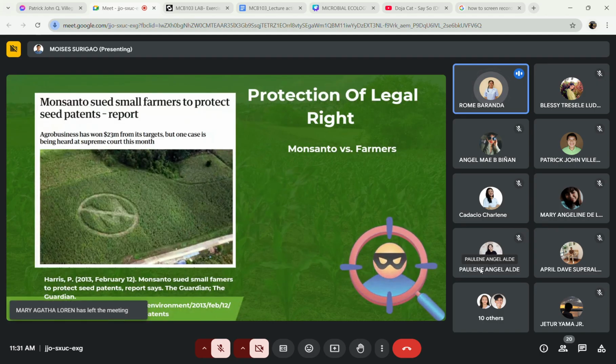Another is the protection of legal rights. DNA fingerprinting is used to legally protect new varieties of plants and animals. For example, Monsanto versus farmers is for GMO crop protection. Monsanto and other biotech companies use DNA fingerprinting to ensure their patented genetically modified crops are not unlawfully propagated, thus protecting their patents.